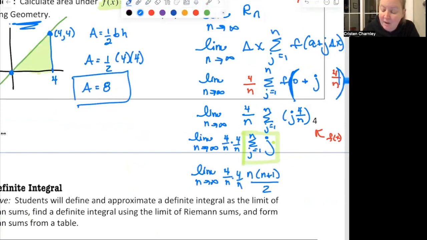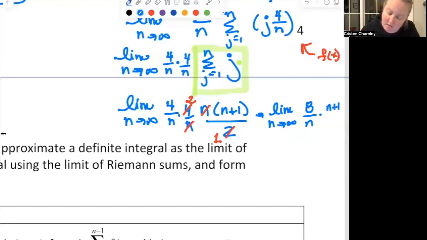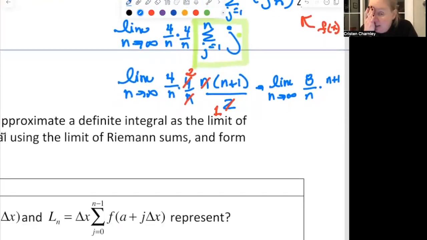All right, guess what? Now we have an algebra problem that we're going to simplify here a bit. N in the denominator, n in the numerator cancel. This becomes a 2. This is a 1. I promise we're almost there. Limit as n approaches infinity, 8 over n times n plus 1. I think we got everything. Yep, that looks good. Now, the limit as n goes to infinity.